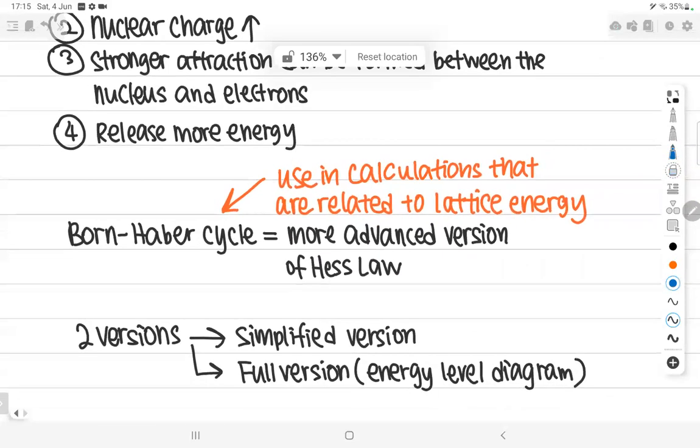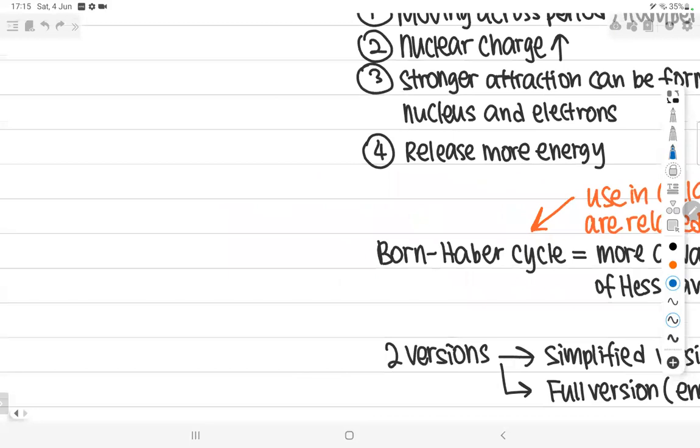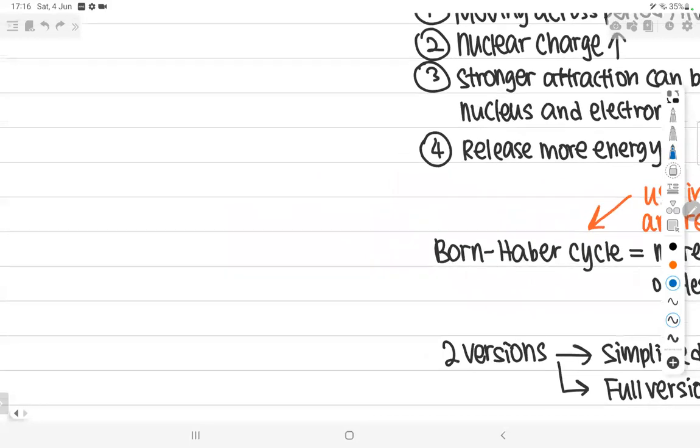So now I want to introduce you a new thing called Born-Haber cycle. So actually, what is Born-Haber cycle? Born-Haber cycle is the more advanced version of the Hess law that you learned back in your AS. Now, remember in AS, under the chapter chemical energetics, we learn about Hess law. So this Born-Haber cycle is the Hess law, but in more advanced version. Okay, it's the advancement of it. Just like, I use a simple mathematics language to tell you.